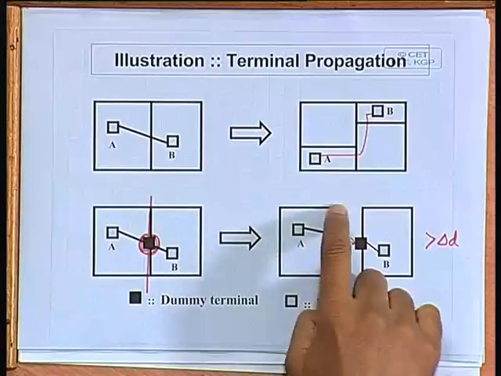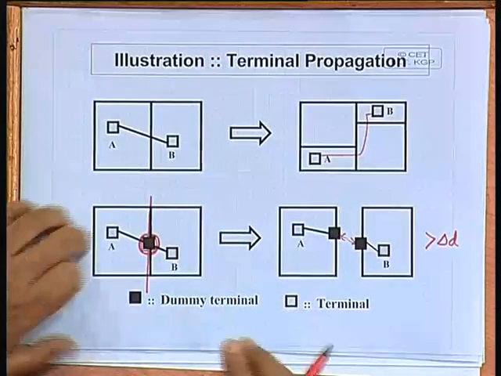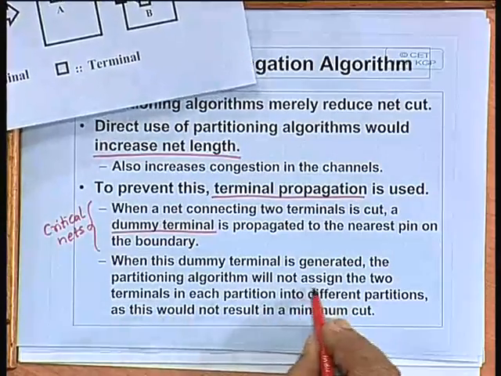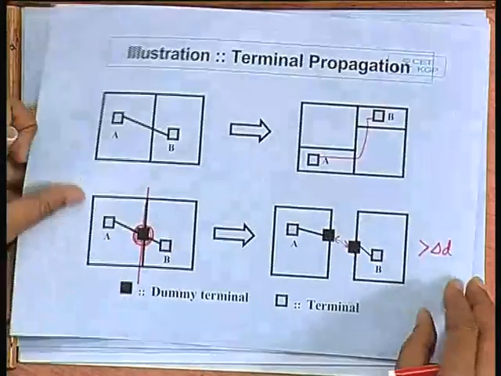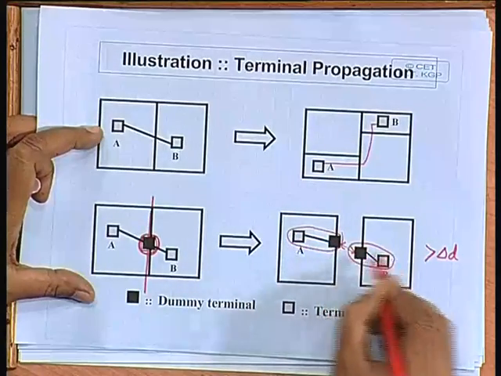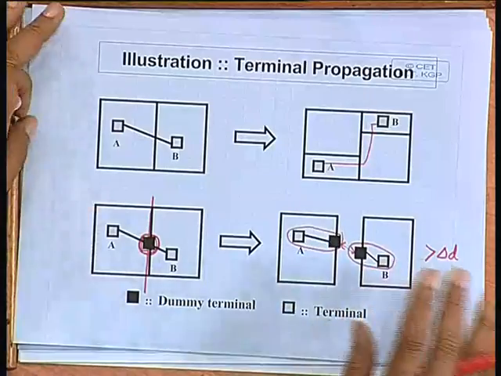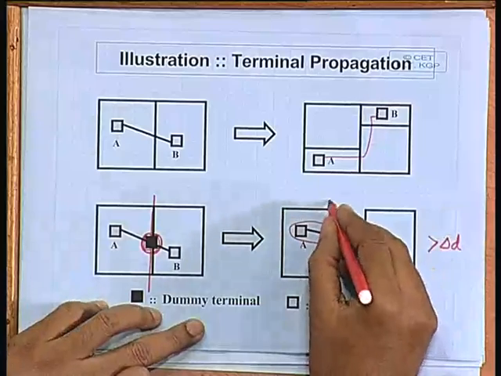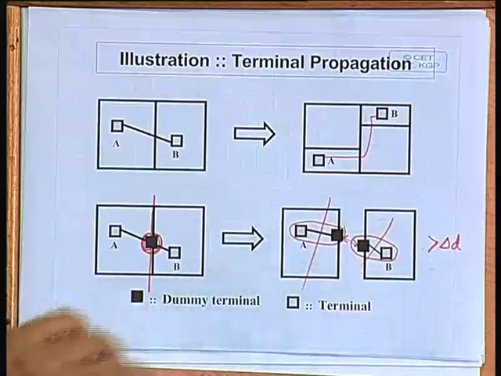Using this terminal propagation, people have tried to solve this problem. This A and this dummy terminal will always belong to the same partition. This was actually what was said: do not assign the two terminals to different partitions. This A and this dummy terminal, and this B and this dummy terminal, these two as a pair will always remain in the same partition for all future partitioning. So, you cannot partition it like this or like this.